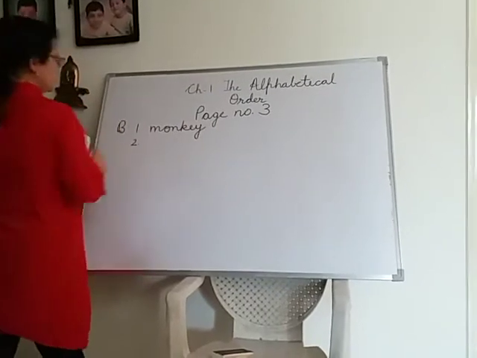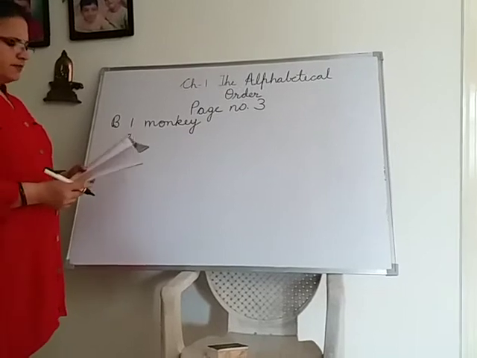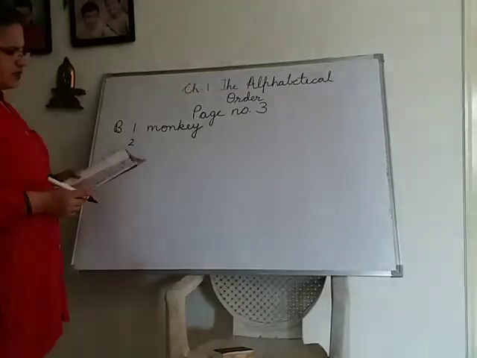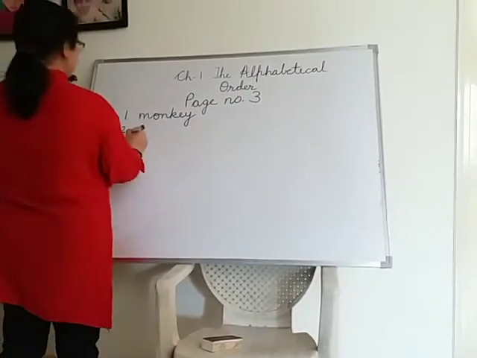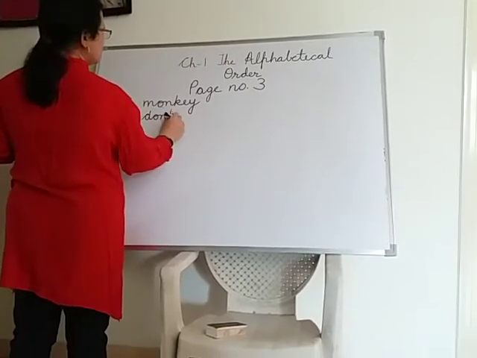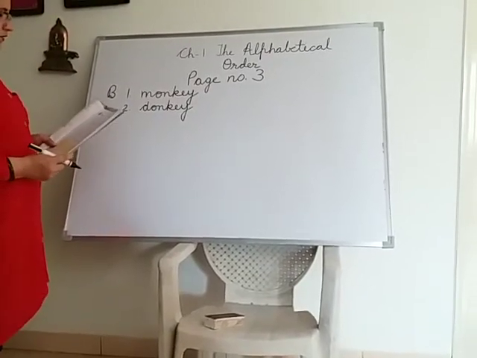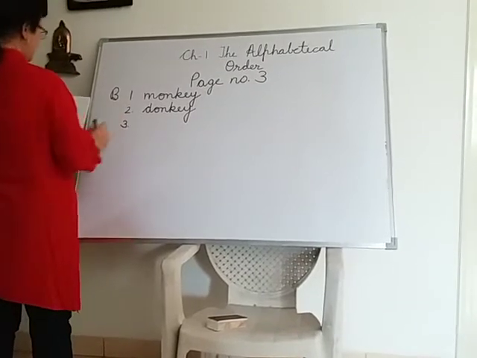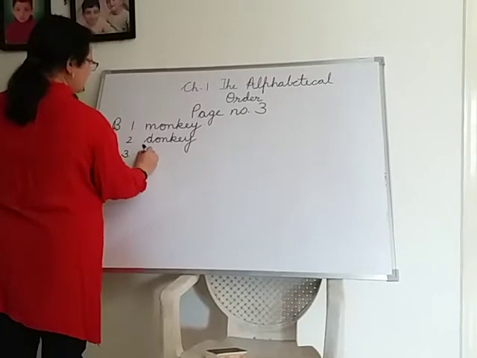Monkey. First is monkey. Now next is number 2. The letters are N-E-O-D-Y-K. Now which animal's name is it? It is donkey. D-O-N-K-E-Y, donkey. You can write along with me on the space provided in front of the word. And if you cannot write along with me, you can pause the video and write down afterwards.